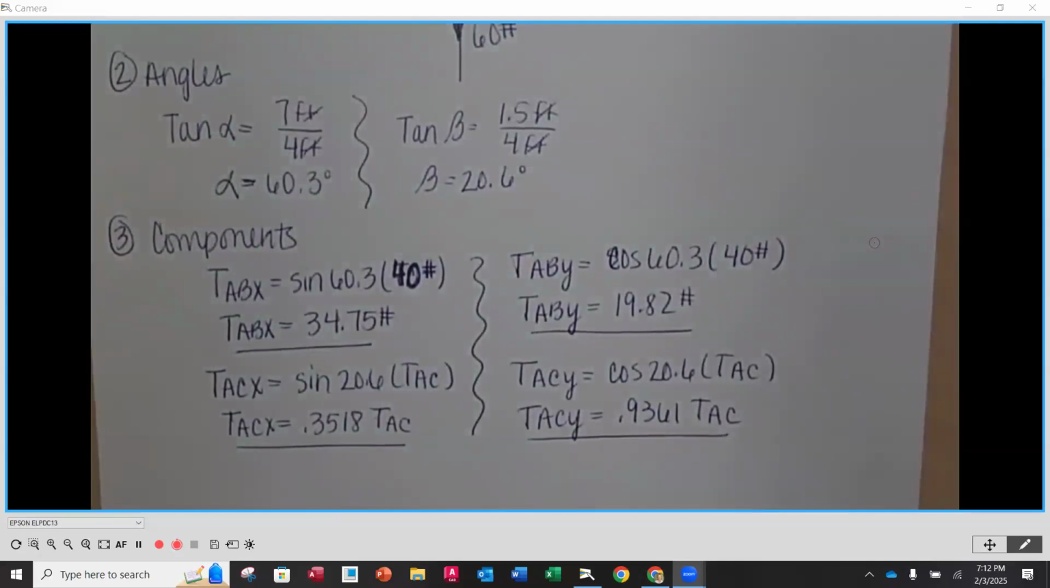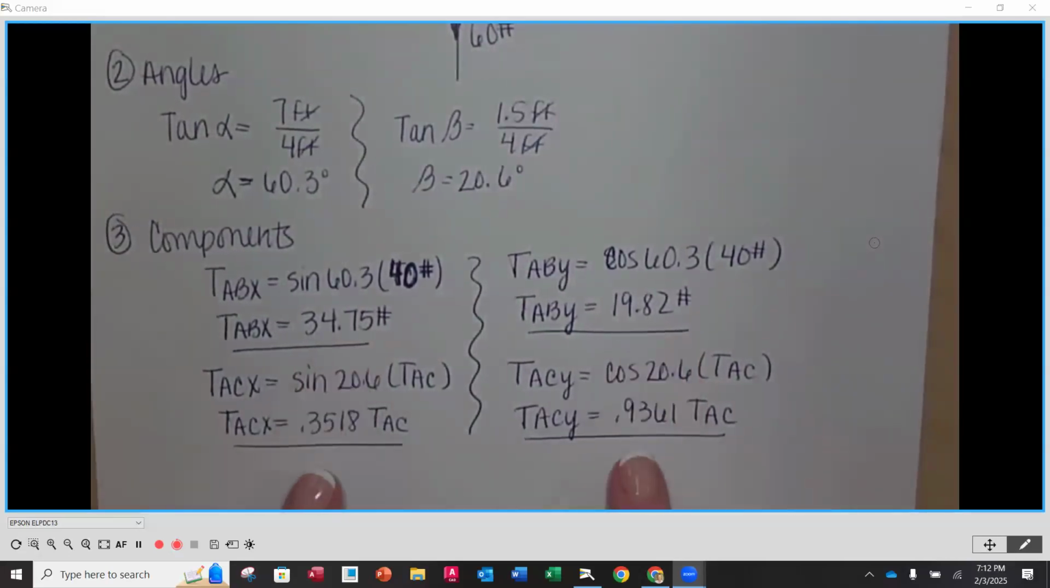Feel free to take a peek up here to see if your answers match mine as we move on. So for the TABX and TABY, those have a hypotenuse of 40 pounds, so we can get actual magnitudes for those. But for TACX and TACY, they're in terms of TAC because that's an unknown quantity. So I put the decimal equivalent of the sine and the cosine of each one of those angles. Okay. So any questions so far?